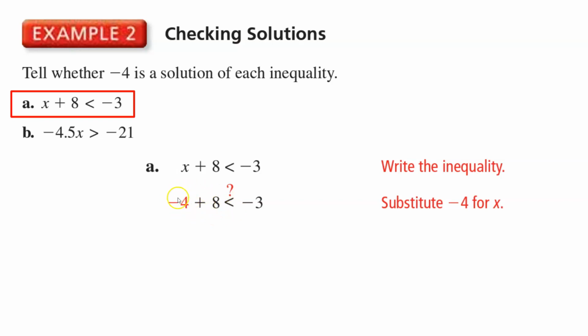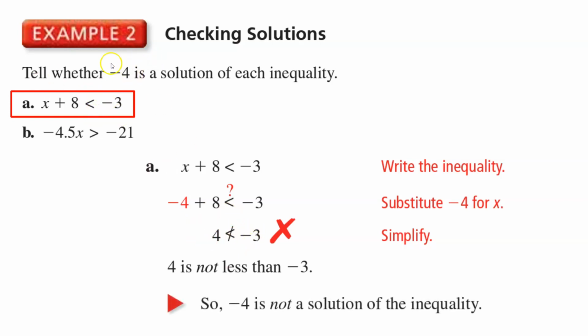Now, next we're going to simplify over here. Negative 4 plus 8 would be positive 4. And then we check, is 4 less than negative 3? And in this case, no, 4 is not less than negative 3. That's what the little slash through the less than sign means. It's not less than negative 3. So since 4 is not less than negative 3, this inequality is false. That means that what we started with, the negative 4 that we plugged in for x, must not be a solution for that inequality, because when we plug a negative 4 in for x, we get an inequality that's not true.